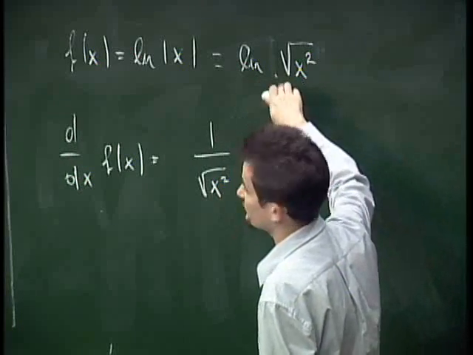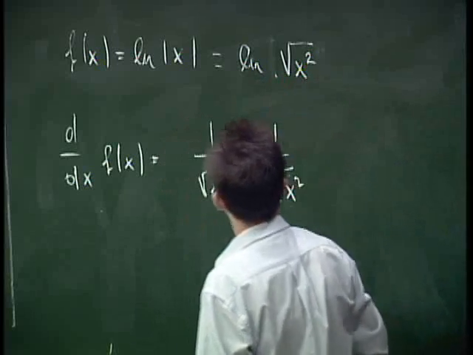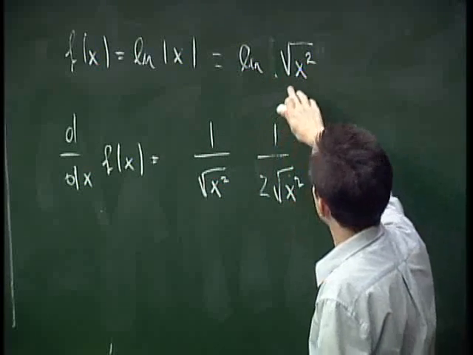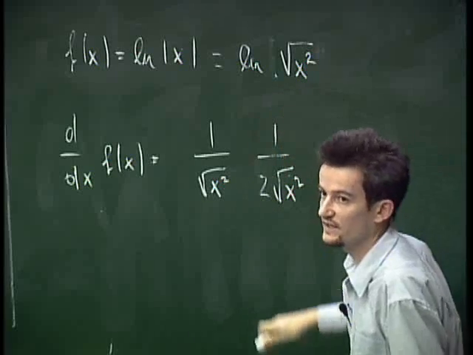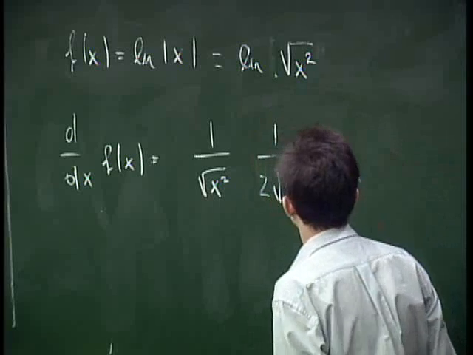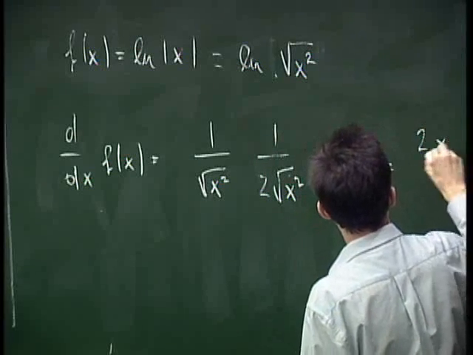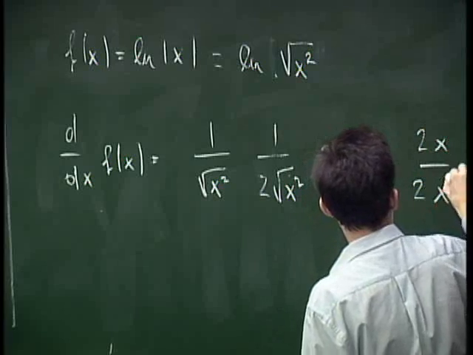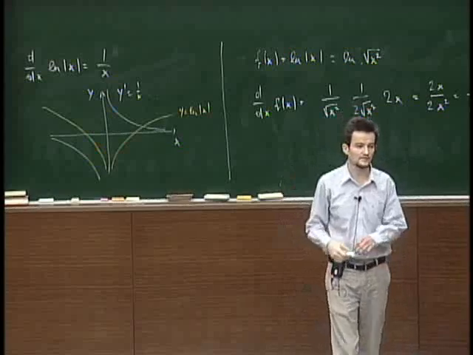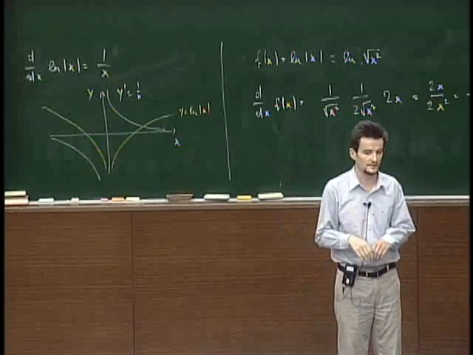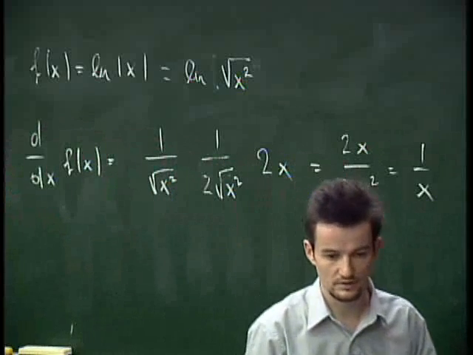Now we take the derivative of the square root, which is 1 over 2 times the square root of x. This is the second function, and the innermost function is x squared, which has derivative 2x. So this is 2x over 2x squared, which is 1 over x as claimed. Here you do not have to divide into the two cases, x larger than 0 and x smaller than 0, so this is sometimes easier to apply.